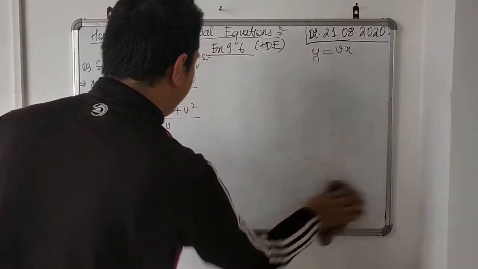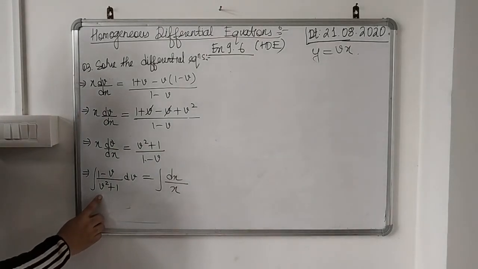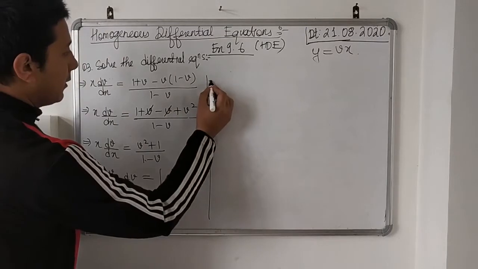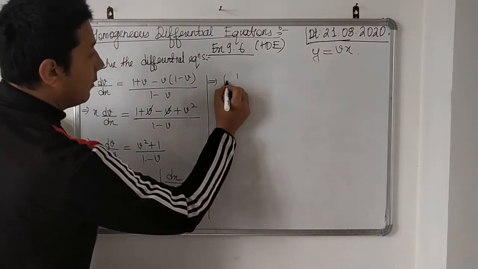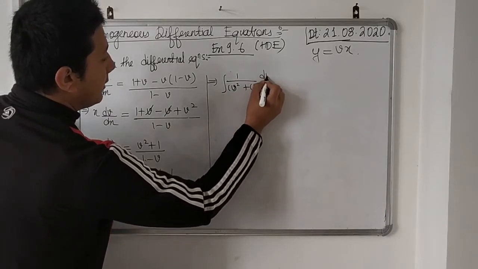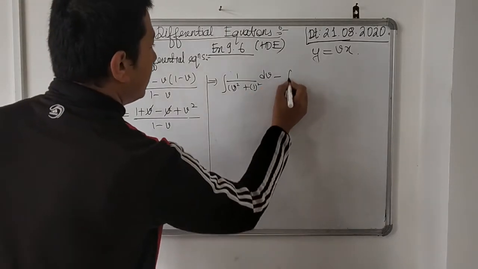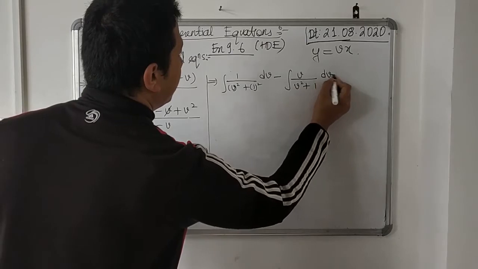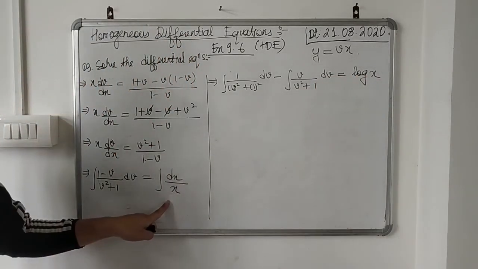The right hand side is very easy, it is log x, but the left hand side we will do term by term. Okay, so separating the left hand side, we know how to do, it is not a new thing for us. So 1 by v square plus 1 square dv, I am separating term by term, minus v by v square plus 1 dv is equals to log x. Since the integration is log x, I am writing log x.